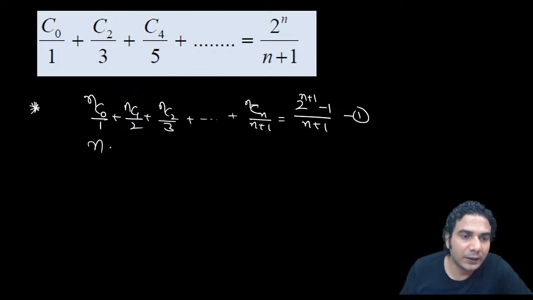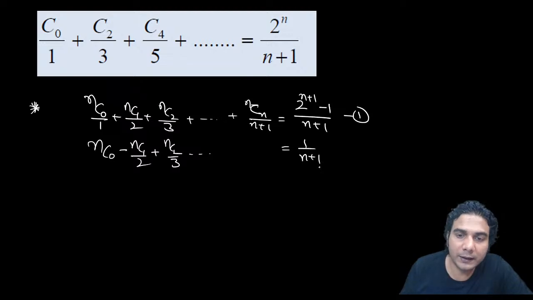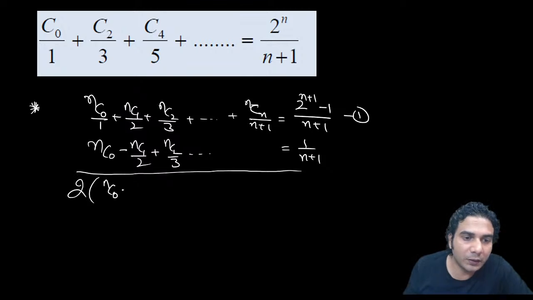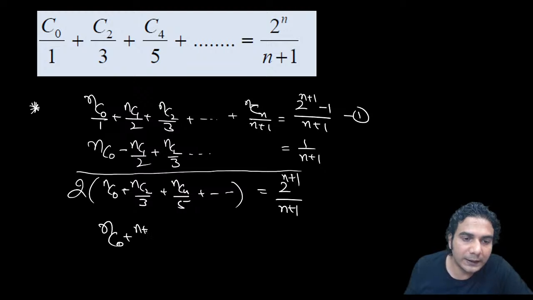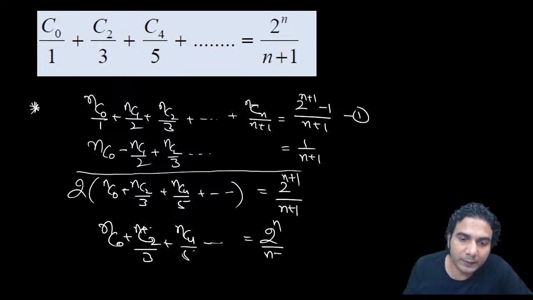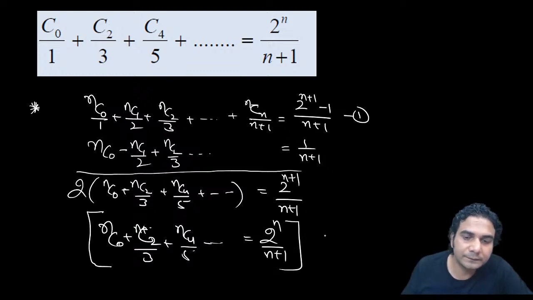So if I write the second one, that is NC0 upon 1 minus NC1 upon 2 plus NC2 upon 3 and so on, this is going to be 1 upon n plus 1. If you add these two series, what will you get? You get 2 times of NC0 plus NC2 upon 3 plus NC4 upon 5 and so on, is equal to, add these two, 2 raised to n plus 1 divided by n plus 1. If you cancel 2, it is going to be NC0 plus NC2 upon 3 plus NC4 upon 5 and so on, equals 2 raised to n upon n plus 1.